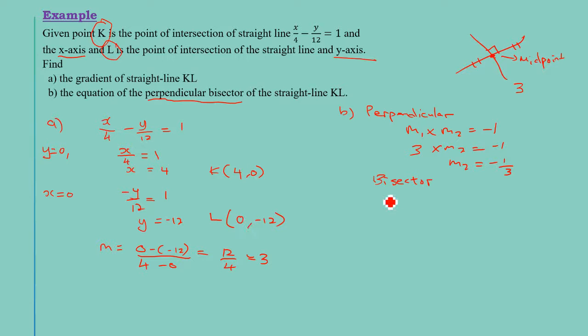So how to find a midpoint between K and L? To find your midpoint, 4 plus 0 divided by 2 and 0 plus -12 divided by 2. So what is your midpoint? (2, -6). So you already have the slope, you already have the point on the line, which is your midpoint. So now you can find the equation. y minus y1.